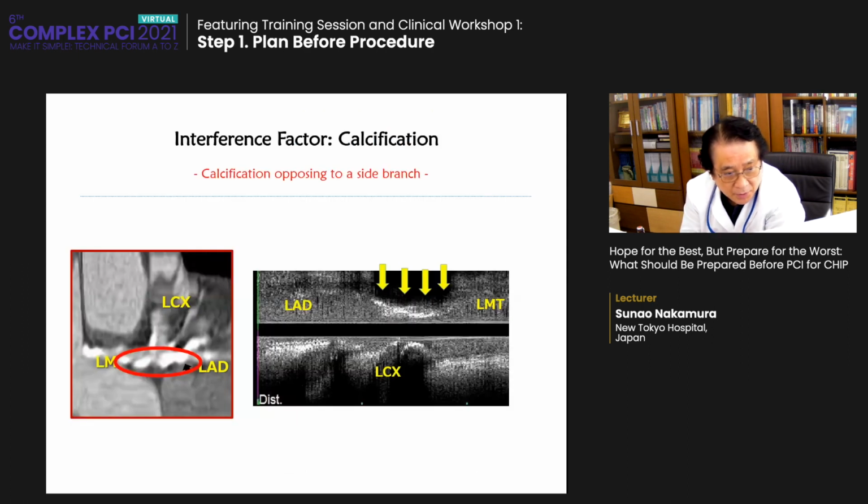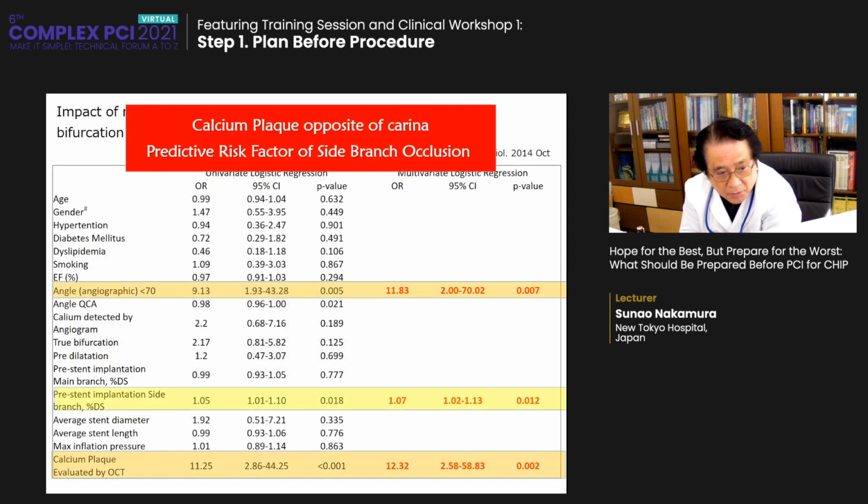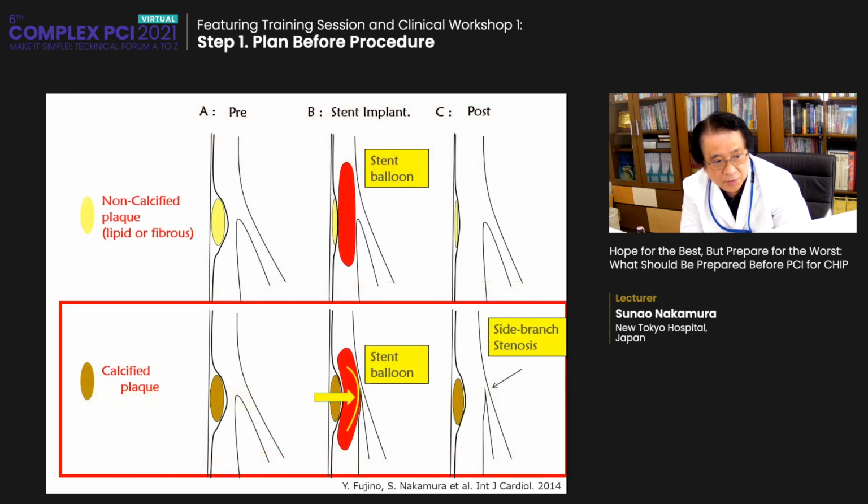From the beginning, we had almost no regions at the entrance of the circumflex. Why did it happen? Let's remember that we have the calcium region on the ceiling of the left main. Actually, we had a paper regarding complications during bifurcation PCI using OCT. In this paper, we showed the calcification opposite to the side branch is a strong predictor of side branch occlusion. This is the mechanism.